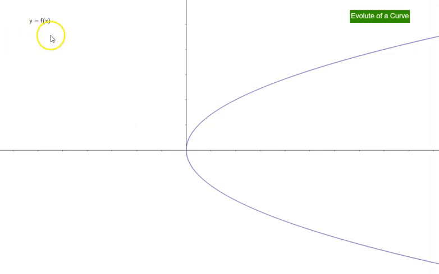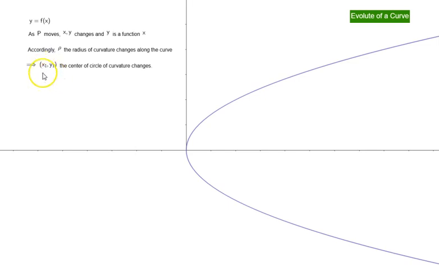Let's say we are given a function y is equal to f of x. And we take a point P on this function. Now, as P moves, x, y changes. So when it moves, x changes, so accordingly, y changes, which means y is a function of x. Accordingly, rho, the radius of curvature, changes along the curve, which implies that the center of the circle of curvature changes. So let it be x1, y1.